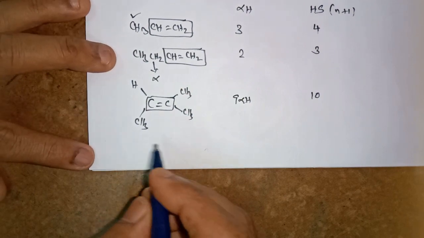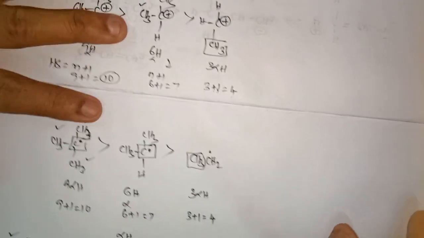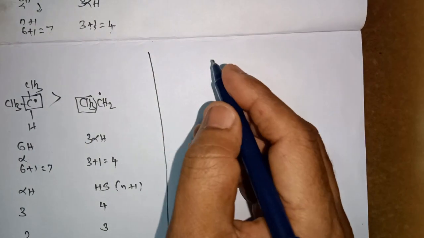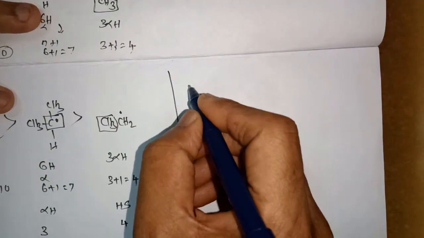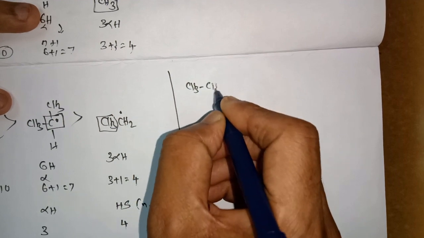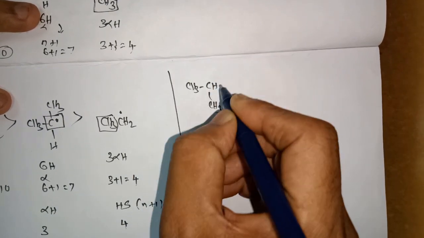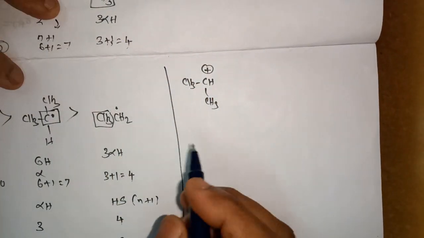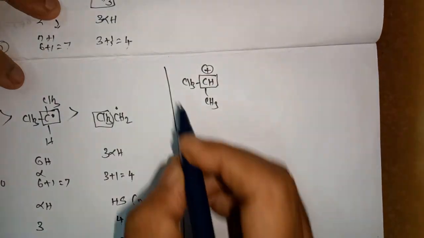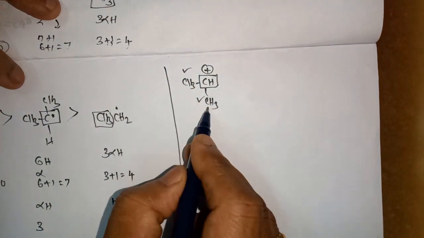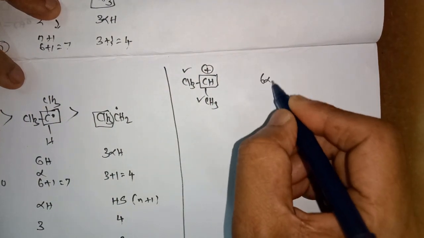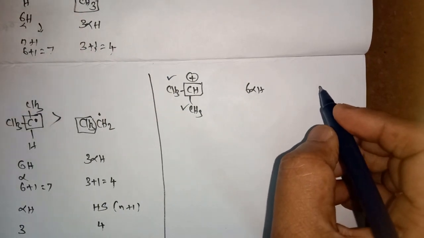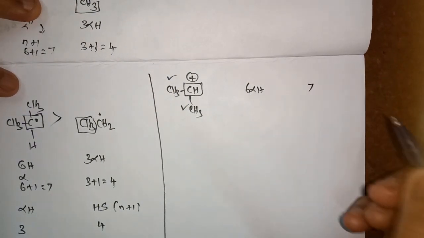Then I take one more structure. Here I take CH3, CH, single bond CH3. It is the isopropyl carbonium cation. Then you see the alpha hydrogens here, 3 plus 3, totally how many alpha hydrogens? 6 alpha hydrogens. How many hyperconjugative structures does it show? 6 plus 1, totally 7 it shows.